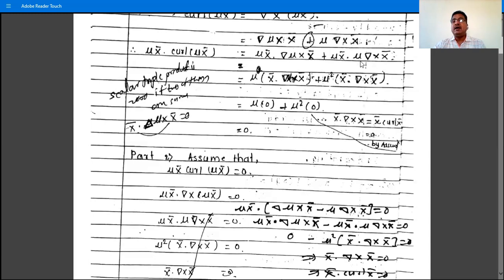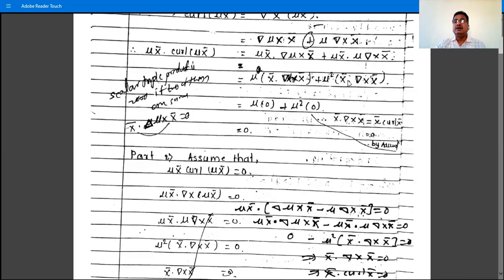And this is mu square x bar dot del cross x bar. So this x bar dot del mu cross x bar is equal to 0, because in a scalar triple product or box product, if two vectors are the same, then their scalar product is 0. So scalar triple product is 0 if two of them are the same. So this is the concept. And so x bar dot del mu cross x bar is 0.